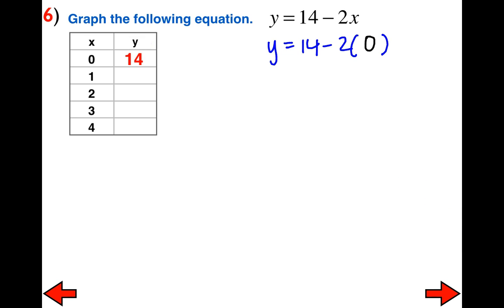Okay, now what if your input is a 1? What is your output? Hopefully you get 14 minus 2, which is 12. And one more time, what if your input was 2? Here it would be 14 minus 4, which is 10. So hopefully you got the idea, and you got (3, 8) and (4, 6). Sorry, I'm saying them with commas because I would translate these into ordered pairs for when I graph it.